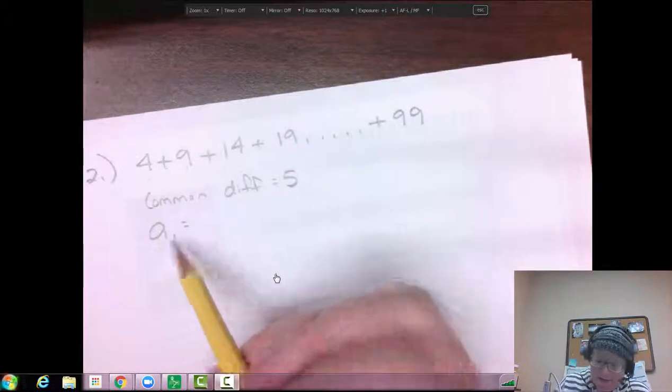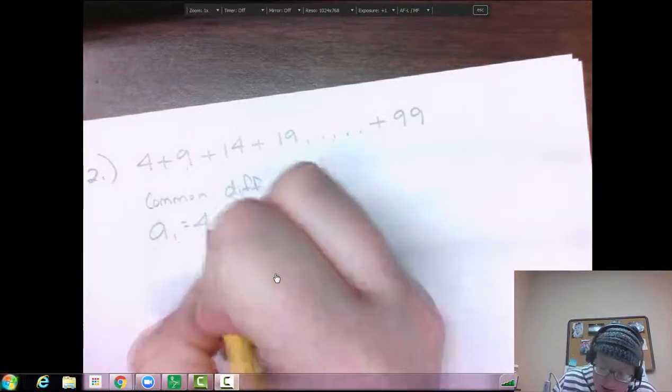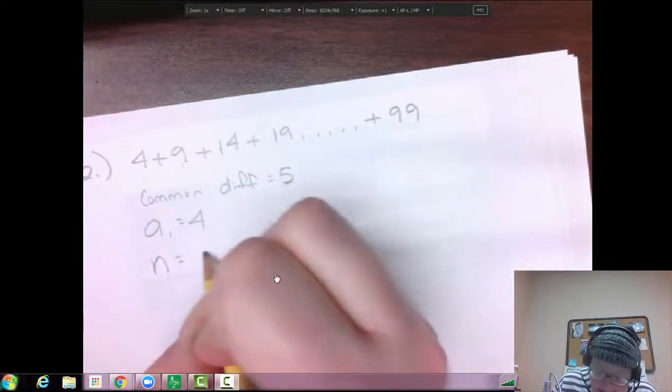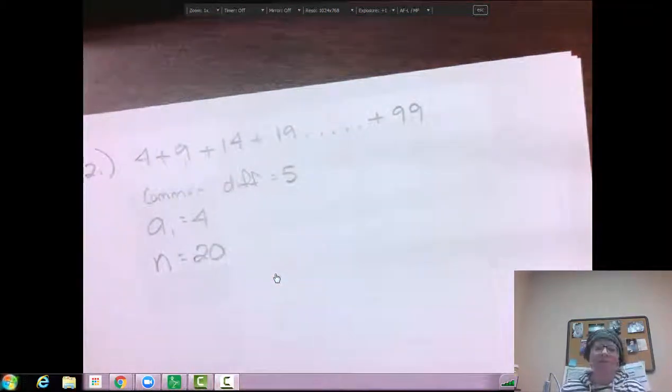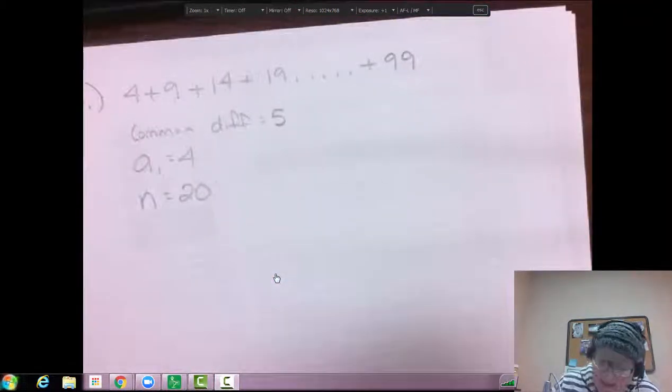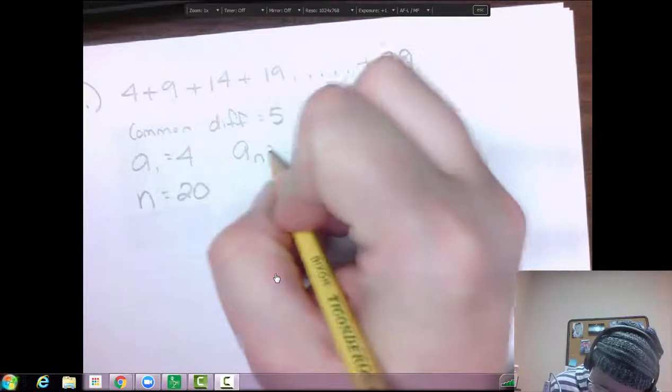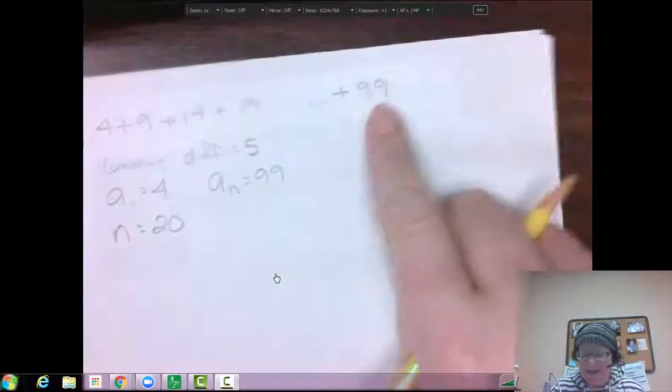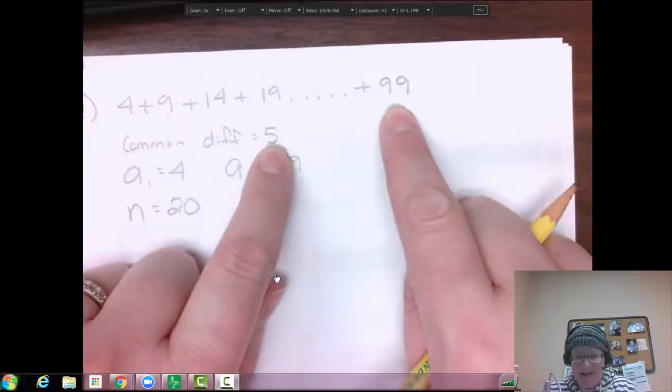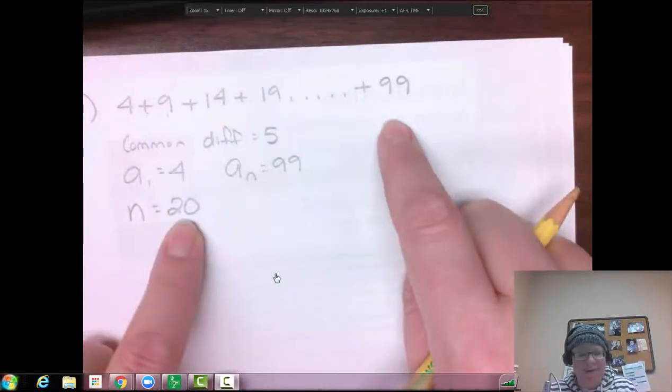Oops, I called this A1. That's right, A1 is 4. So our N is 20. There's 20 terms. And then our A sub N is going to equal 99. So again, I took 99 minus 4, divided it by 5, and then added 1 to get to my 20 terms.